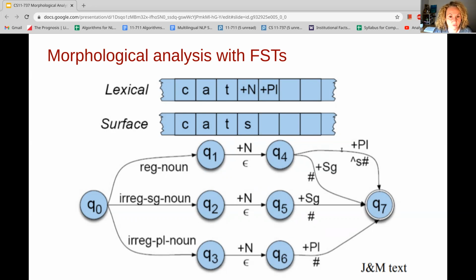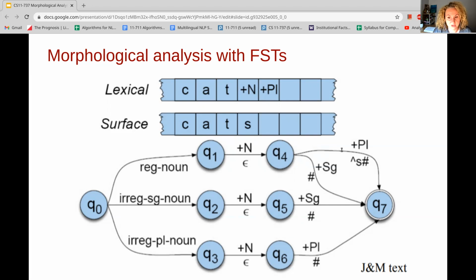Or a stem plus morphological analysis can be an input, and the output would be a surface form. So we will build transducers that, given an input word cats, would read the letter C and output C, read A, output A, read T, output T, then read +N and output an empty string epsilon, and then read +PL, plural, and output S. So the output would be cats, going from the lexical interpretation to the surface interpretation.